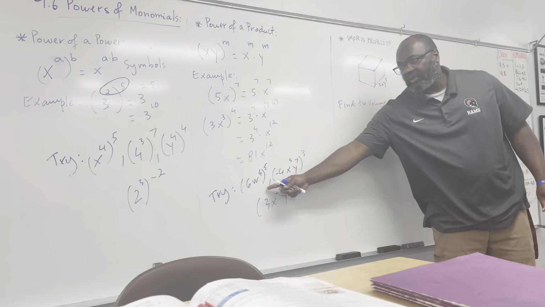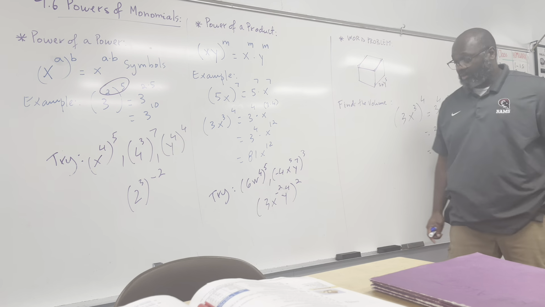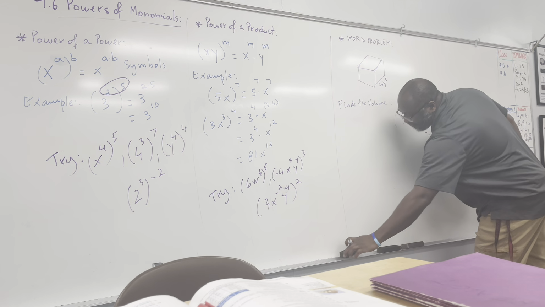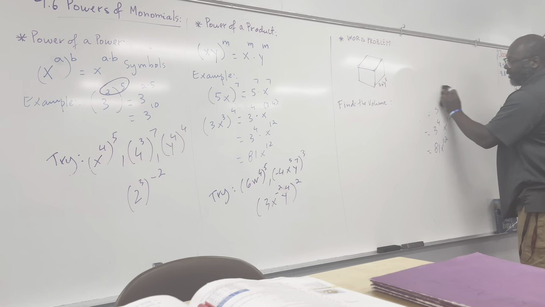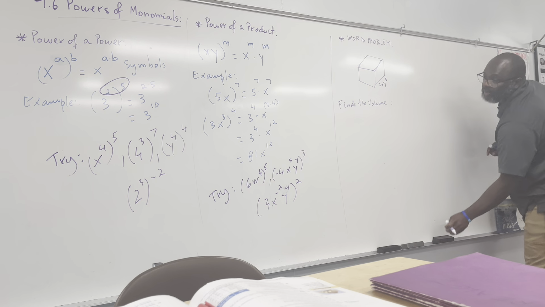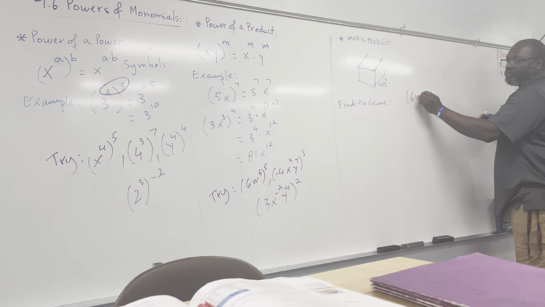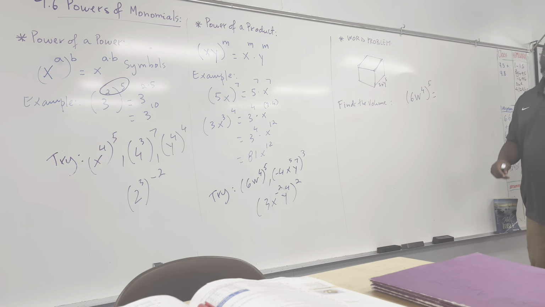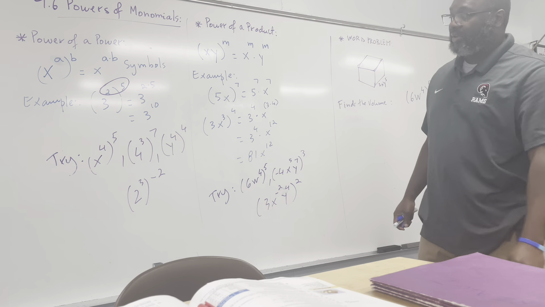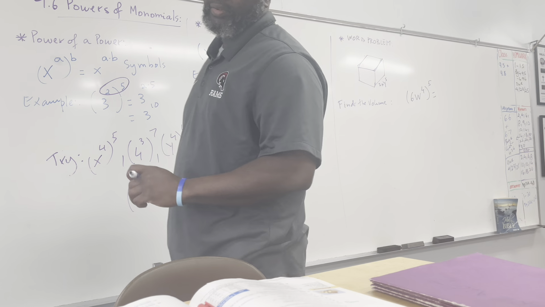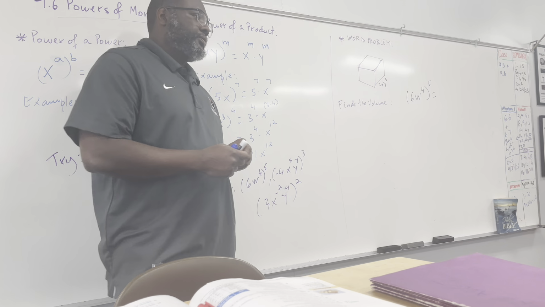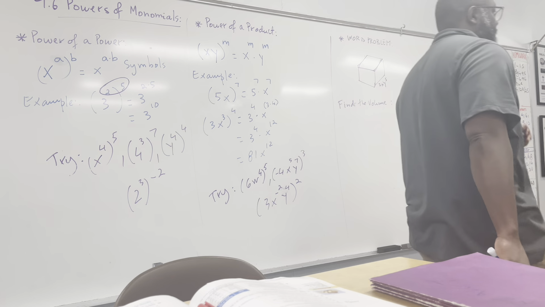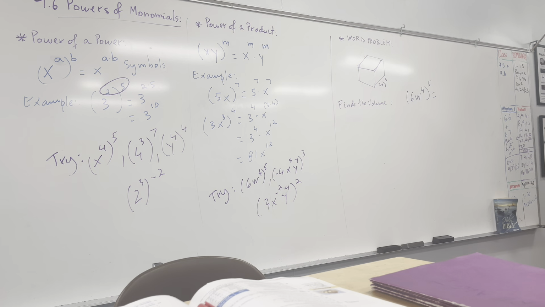Now, I gave you a couple of things here that I want us to try together. So let's do them one at a time. The first one is 6w to the 4 raised to the power of 5. So go ahead and try it on your own and tell me what you got. You see how you're going to apply that product rule. 6w to the 4 raised to the power of 5.